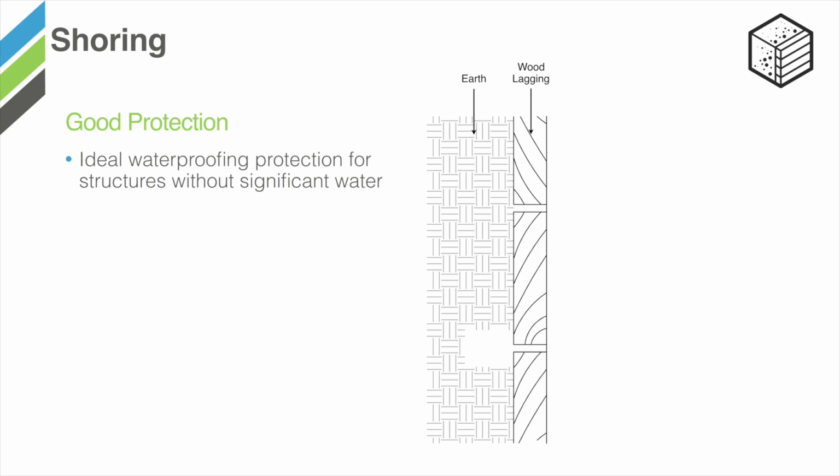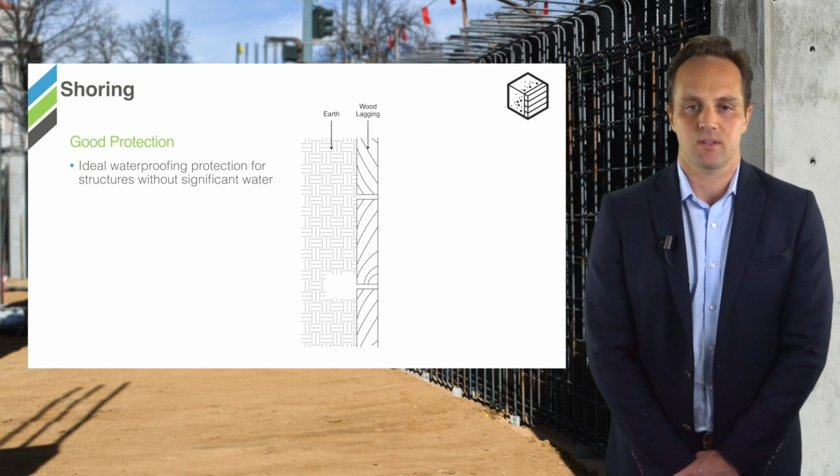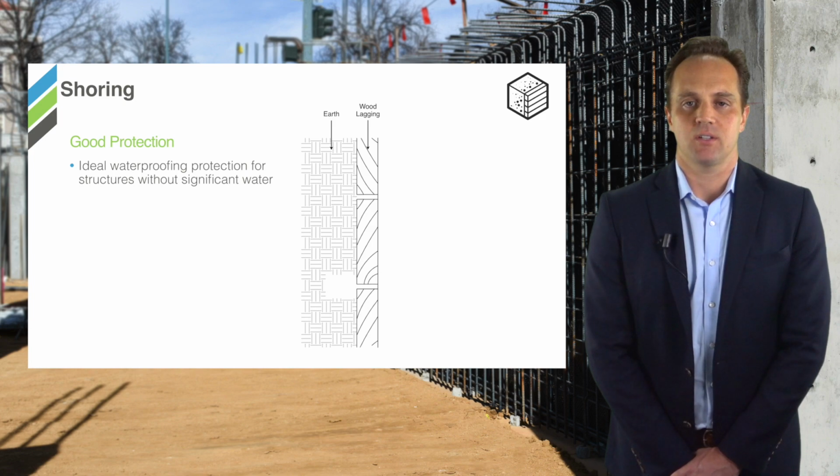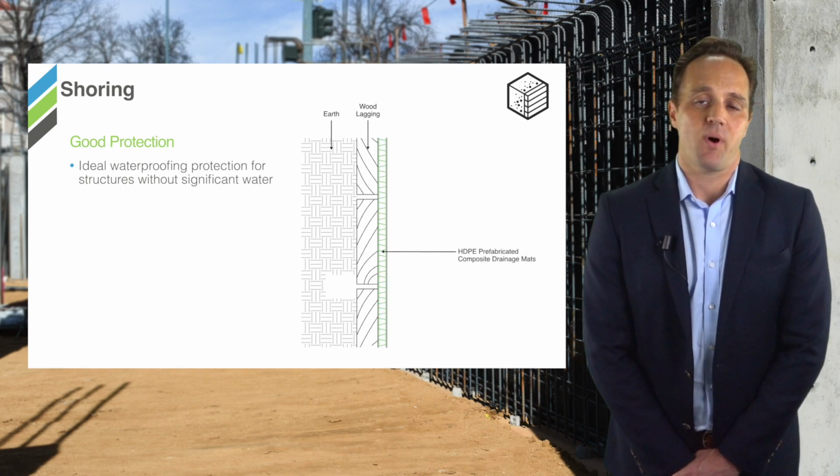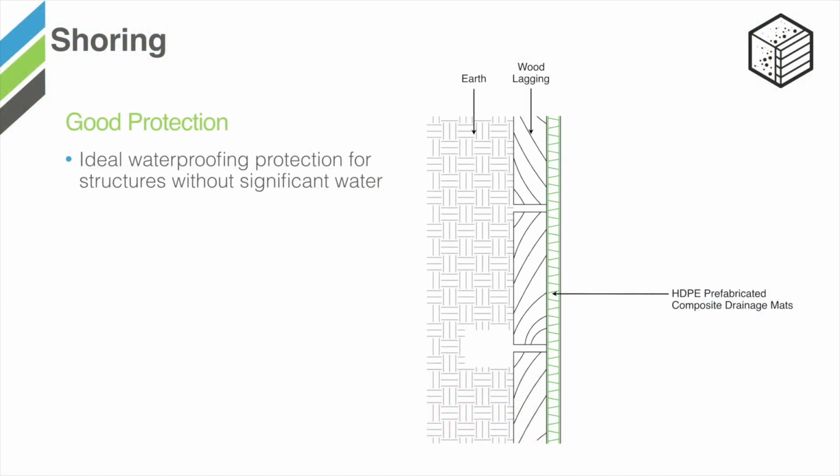Good protection is ideal for applications where there's very little risk. Ideal waterproofing protection for structures that do not have significant water or significant amount of contamination. A high-density polyethylene drain mat is first applied to the shoring wall. While in the detail it shows that this is wood lagging, this can be applied to a wide variety of different shoring applications. The drain mat is secured onto the drainage composite. The drainage composite is applied to the shoring wall, and 60 mils of polymer modified asphalt is applied.